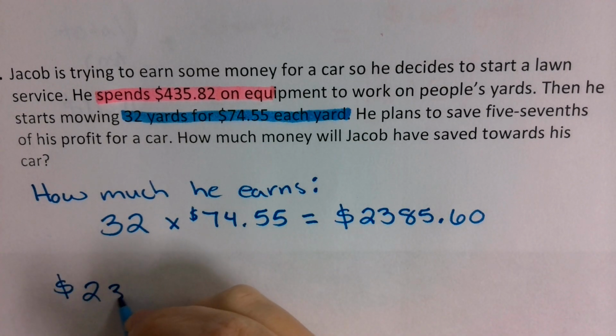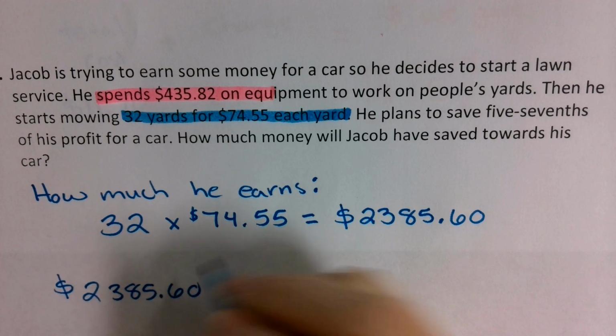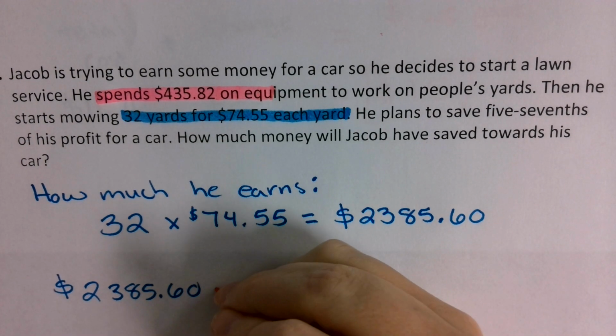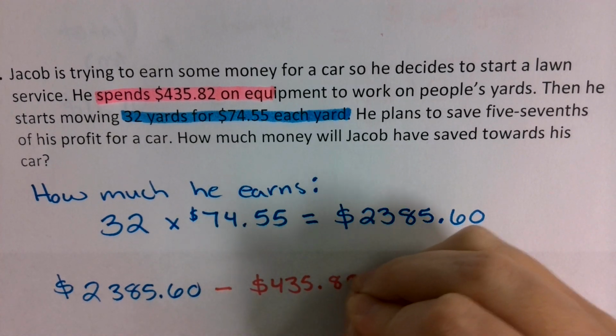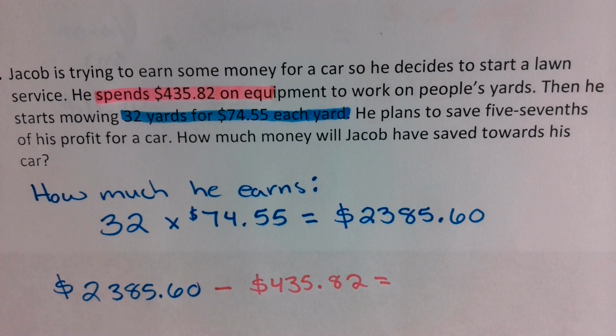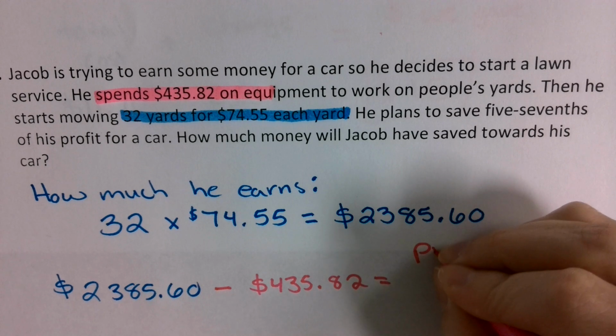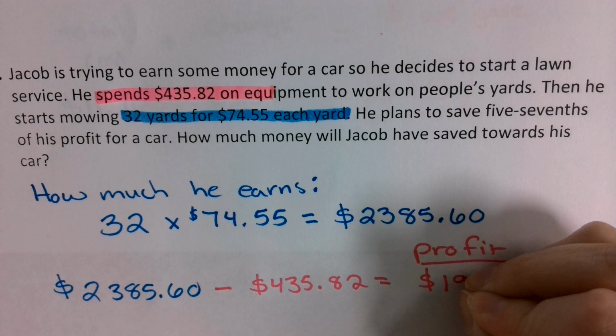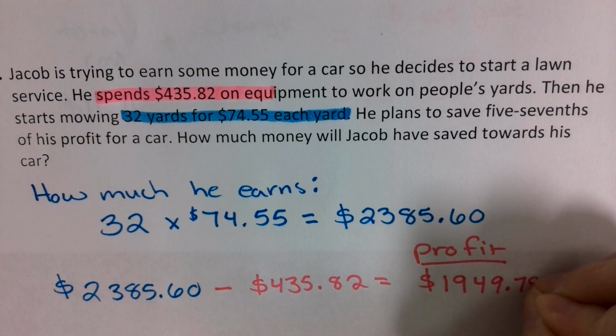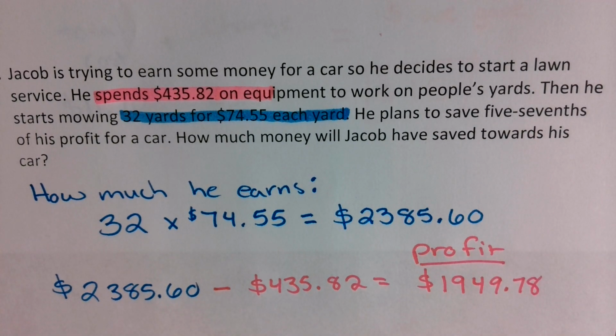So now we're going to take his earnings, that $2,385.60, and we're going to subtract his spending, his $435.82. Okay, so subtract $435.82. And here is his profit. This is how much money he's made. His profit is $1,949.78. Is all of that going towards the car? No. That is not all going towards the car. In fact, only 5/7 is going to go towards the car.